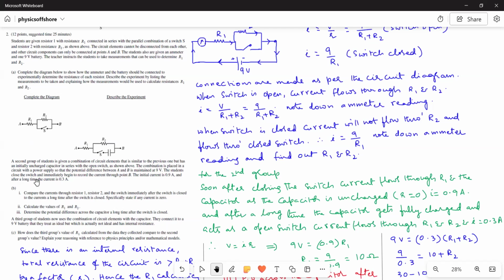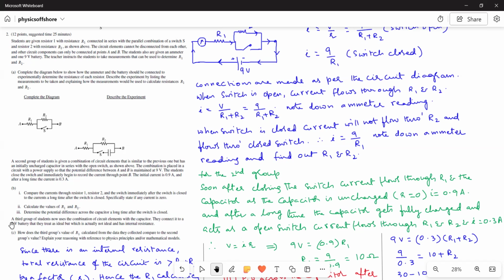The students close the switch and immediately begin to record the current through point B. The initial current is 0.9 amps, and after a long time, the current is 0.3 amps. Compare the currents through the resistor 1 and resistor 2 and the switch immediately after the switch is closed to the currents a long time after the switch is closed. Specifically state if any current is 0. Calculate the values of R1 and R2. Determine the potential difference across the capacitor a long time after the switch is closed.